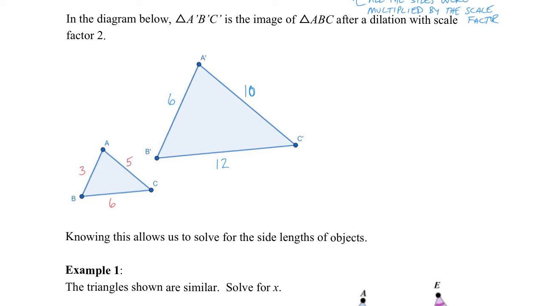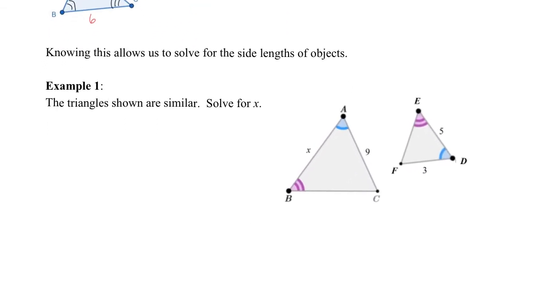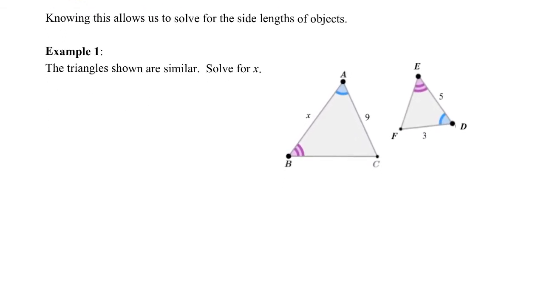So this object is now similar to this object, and we also know that their angles are congruent. So A is going to be equal to A prime. In fact, let's go ahead and mark that. Angle A is going to be congruent to A prime. Angle B is going to be congruent to B prime. And angle C is going to be congruent to C prime. All right, so using that fact, that allows us to actually figure out some side lengths here in similar objects.